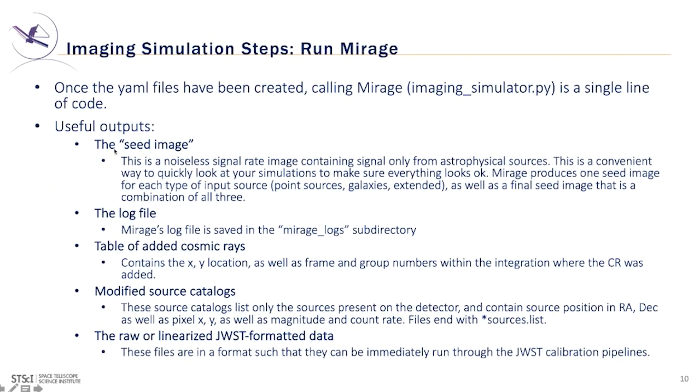In terms of outputs, there's the seed image that I talked about. Everything is saved in a log file so that you can make sure that Mirage did everything you expected it to do. And if it crashed, it will save the traceback. There will be a table of the cosmic rays that Mirage added, so it will give you the location on the detector as well as the frame number, so you know where that is. It will output these source catalogs that contain only the sources on the detector. So if your input catalog is some massive catalog that covers a huge swath of sky, this is a convenient way to see exactly what's on your detector.